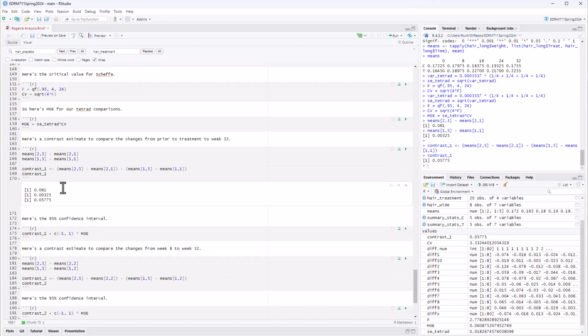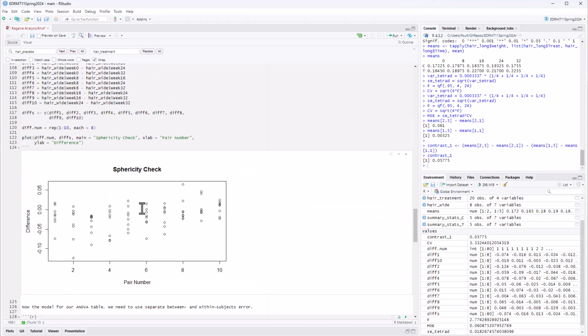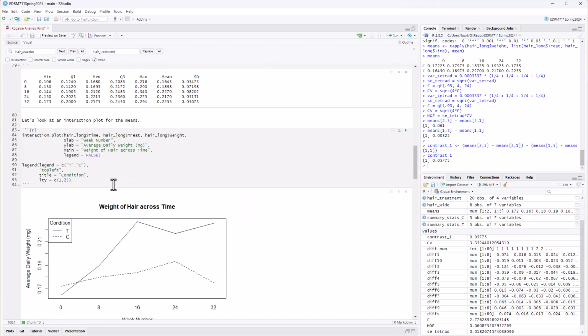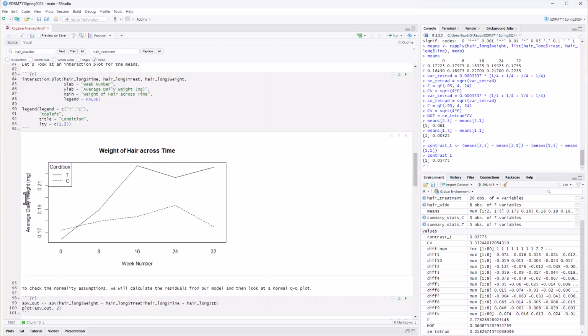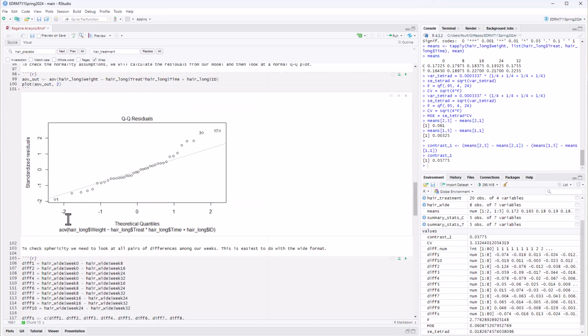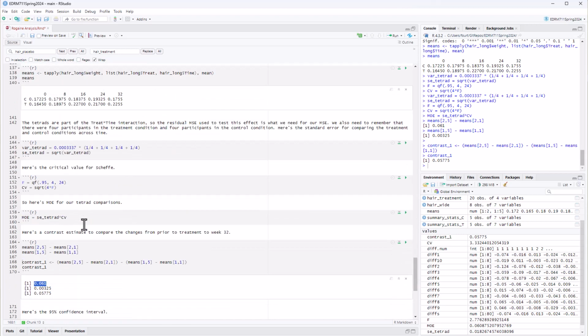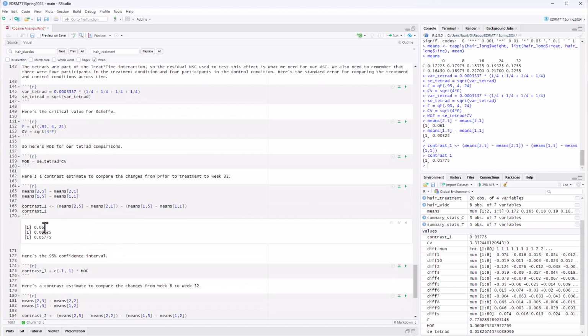So Rogaine, the weight gain was 0.06. And let me remember what that was. I have it up here on the graph. Here it is. That's average daily weight gain in milligrams. So the average daily weight gain of the hair was 0.06 milligrams. That's in the Rogaine condition. The average daily weight gain in the placebo condition was 0.003 milligrams.